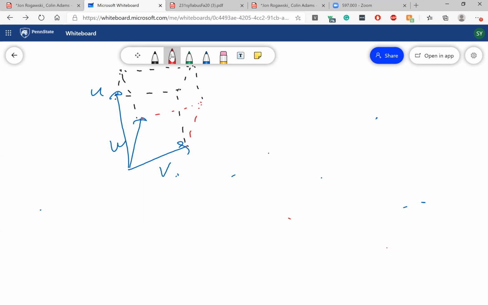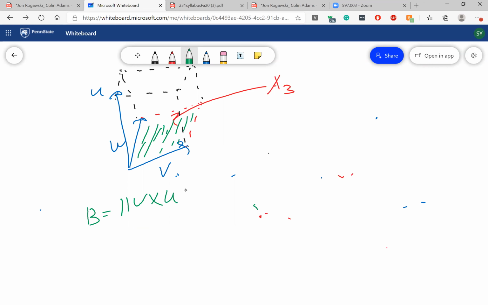And we want to find the volume of this thing. So this is going to be A3. The volume of this thing is the base, which is this over here, times the height. We'll figure out the height in a second. But first, to find the base, that's pretty easy. The base is going to be equal to the area of the parallelogram over here, which, like we said, was the magnitude of V cross U.